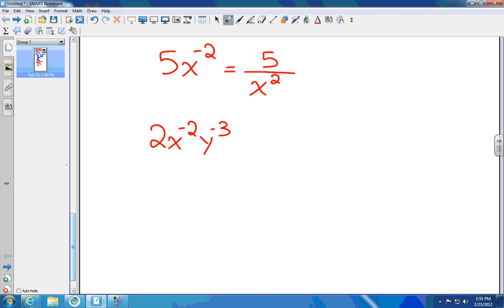Now 2x to the negative 2, y to the negative 3. So, what needs to be moved? The x and the y. So what's going to stay right where it's at? The 2. So we now have 2 in the top, and the other 2 things have to be moved to the bottom so that we can make them positive. 2 over x squared y cubed. Is that it, the problem right there? Nothing else you can do to it. You cannot leave a negative exponent in your answer.